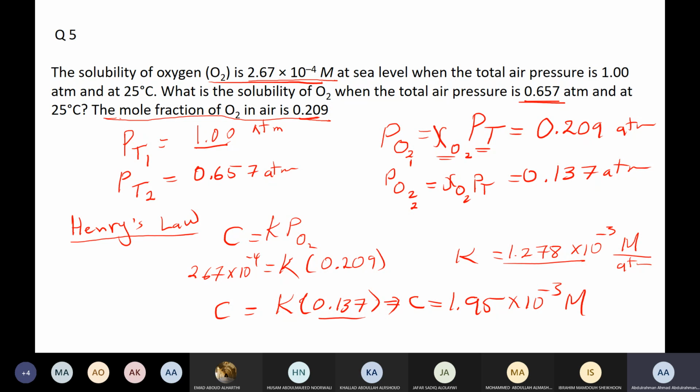Who got? Anybody else got the same answer? I don't know what's the answer. Yes, I get the same answer. Fantastic. How easy? Very easy. Very easy to solve.